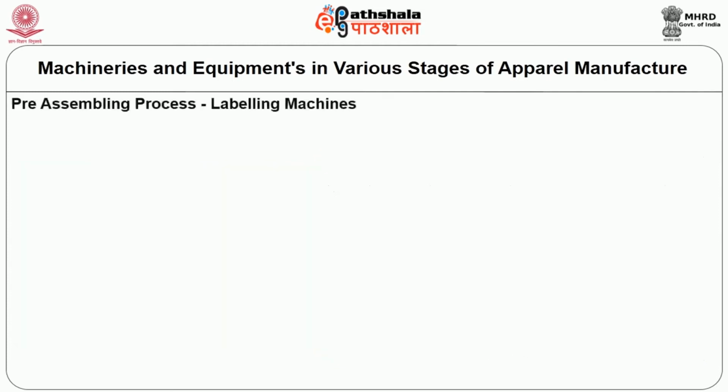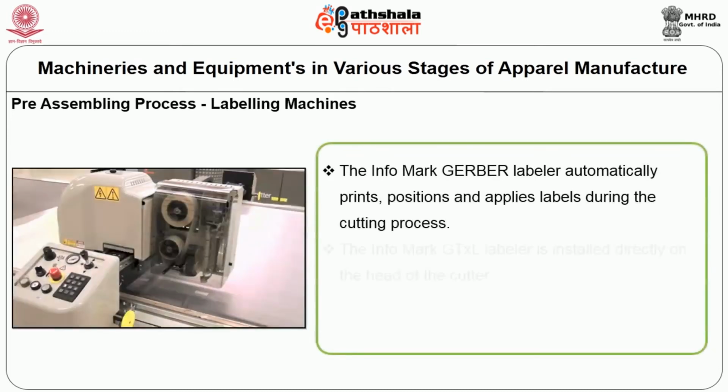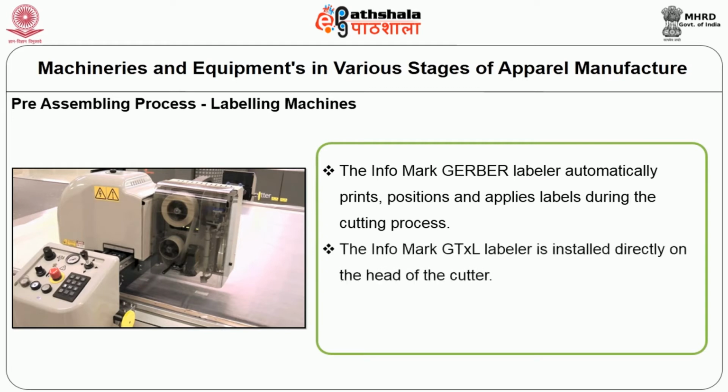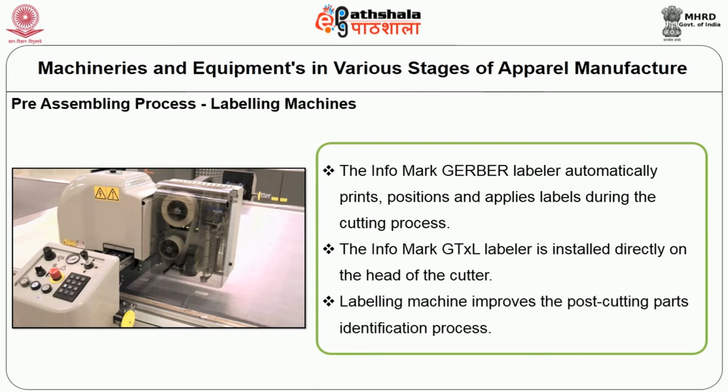Next one is the labeling machine. The Infomark Gerber labeler is an example of an automatic labeling machine. This automatically prints, positions and applies the labels during the cutting process. The Infomark GTXL labeler is installed directly onto the head of the cutter. The labeling machine improves the post-cutting parts identification process. So that's an example of a labeling machine. That's all about the pre-assembling processes.